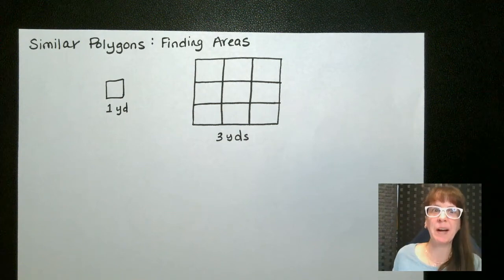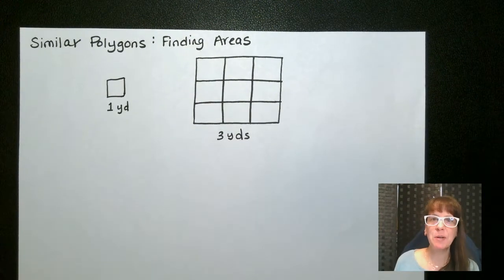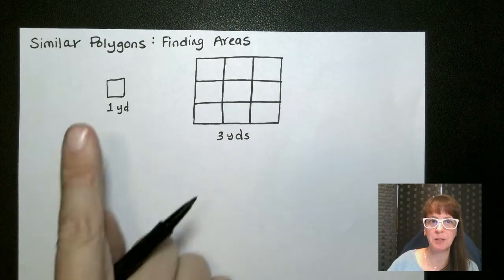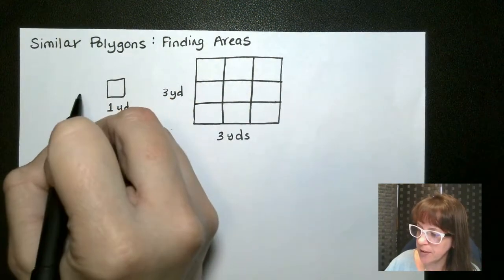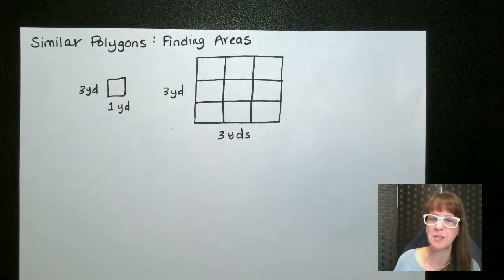Hi friends, welcome back. We're talking about similar polygons today. We're talking about finding areas. So in a previous lesson, when we are told that these two figures are similar, these are both squares. And I'll write that over here. So we know that they are similar because they are squares here, and I'm telling you that they're similar. You need to be told that.